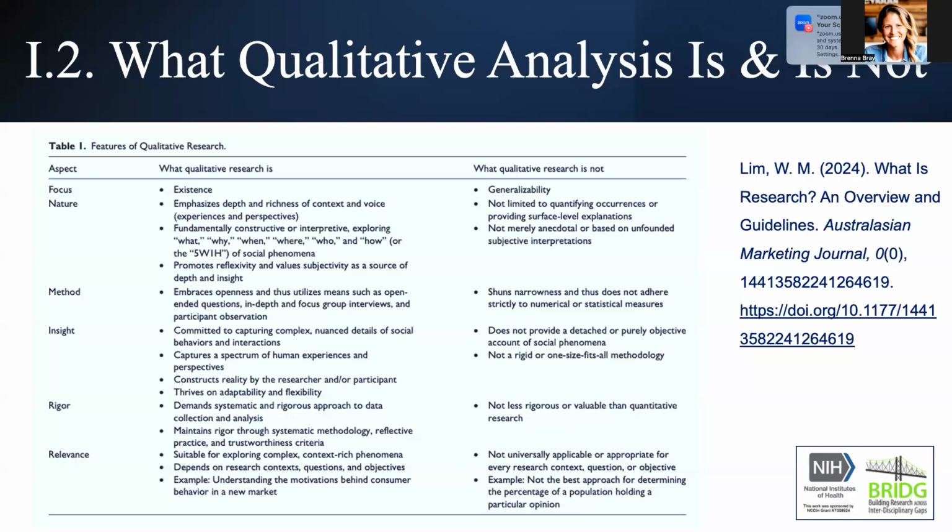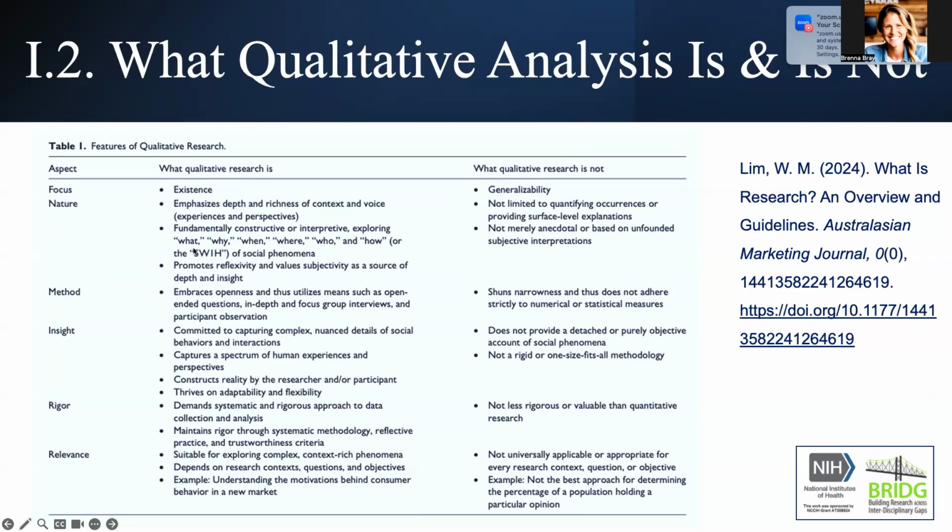So this is just a little screenshot from Lenz 2024 publication, What is Qualitative Research?, which provides an overview and guidelines. And it offers a few more comparisons here. So we're talking about focus, qualitative research tends to focus on existence, not generalizability. When we think about nature, qualitative research tends to emphasize depth and richness of context and voice, so focusing on experiences and perspectives. It's fundamentally constructive or interpretive and explores the 5 W's, right?